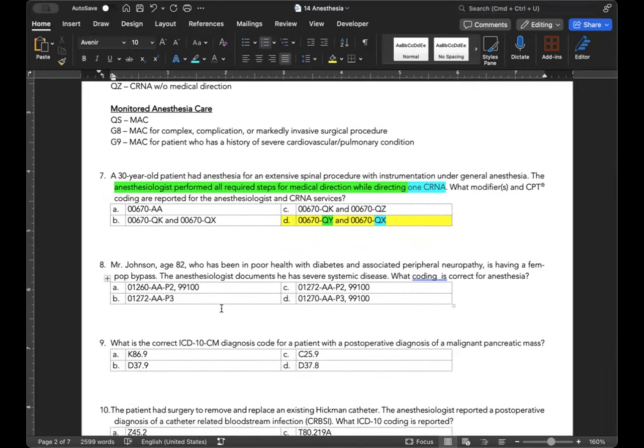Number 8, Mr. Johnson, age 82, who has been in poor health with diabetes and associated peripheral neuropathy, is having a fem-pop bypass. The anesthesiologist documents that he has a severe systemic disease. So, what coding is going to be correct for our anesthesia? So, in this one, we are going to have to look at codes. Okay. So let's go look at the 01272.